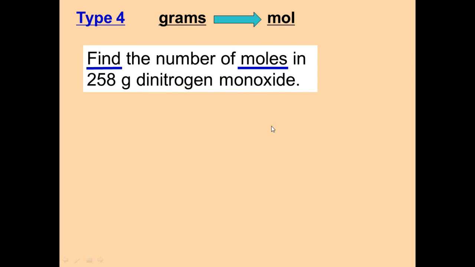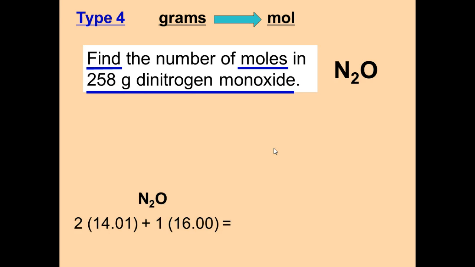And I forgot to mention this, but we have to first find out the molar mass, so we can convert from grams to moles. So for N2O, we have two nitrogens and one oxygen, so we multiply 2 times the atomic mass of nitrogen, which is 14.01, and 1 times 16, the atomic mass of oxygen, because there's only one oxygen atom, and we get 44.02 grams per mole. So that's the molar mass, and we have 258 grams. So we first write that out for our conversion.